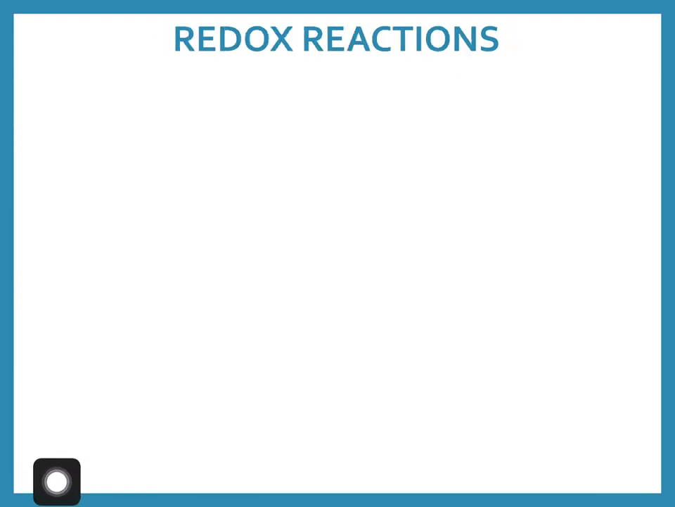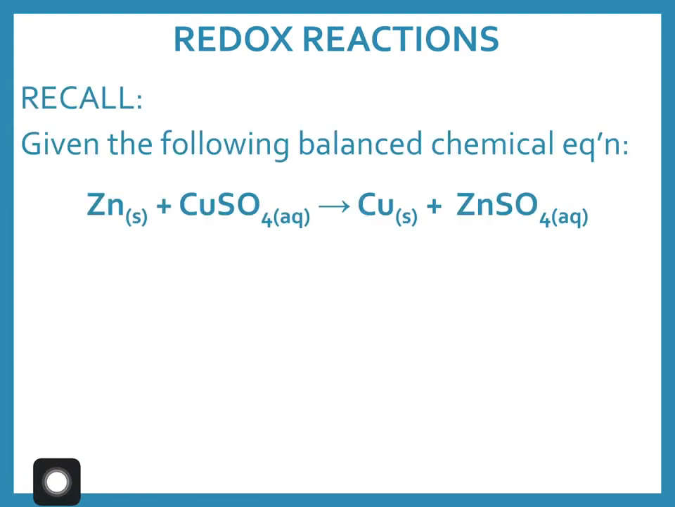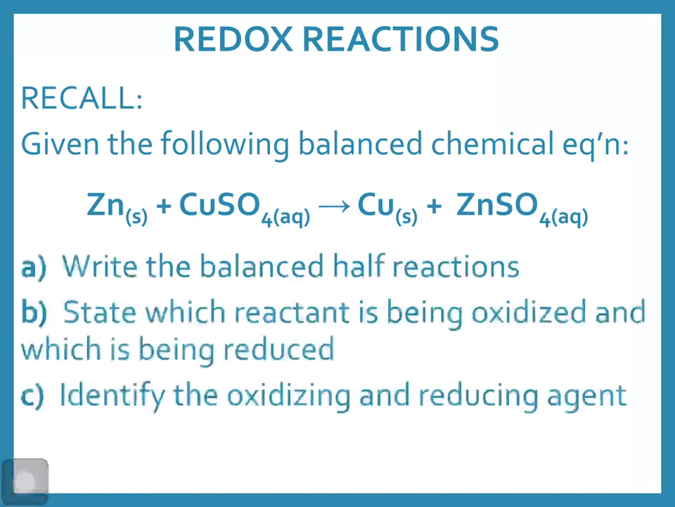If you recall with redox reactions, we looked at some single displacement reactions, did a total ionic equation and then a net ionic equation. And we saw that there was a movement of electrons in these. Given this single displacement reaction, zinc and copper sulfate becoming copper and zinc sulfate, we're going to write the balanced half reactions, state which reactant is being oxidized and which is being reduced, and then identify the oxidizing and reducing agents.